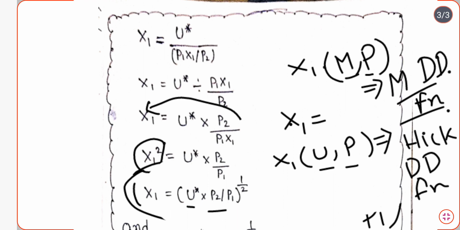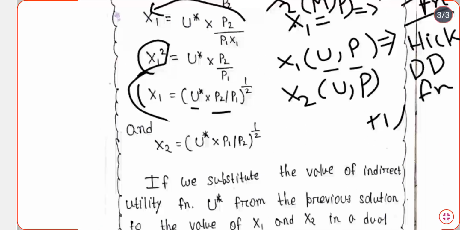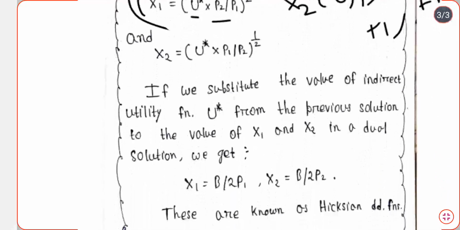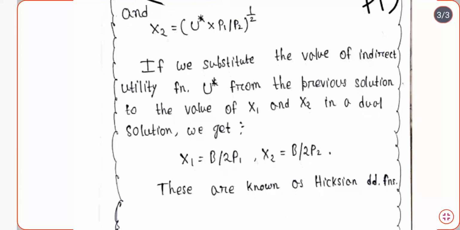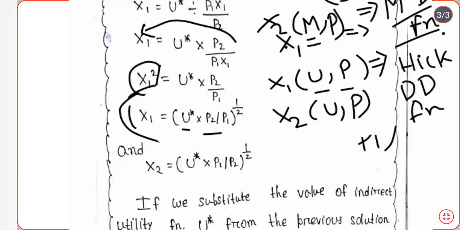Similarly for x2, if x2 is a function of income and price, then that is the Marshallian demand function, and if x2 is a function of utility and price, then that is the Hicksian demand function. So here we have obtained the Hicksian demand functions of x1 and x2, and these are the values of the Hicksian demand functions. As you can see, this is the value of the Hicksian demand functions.